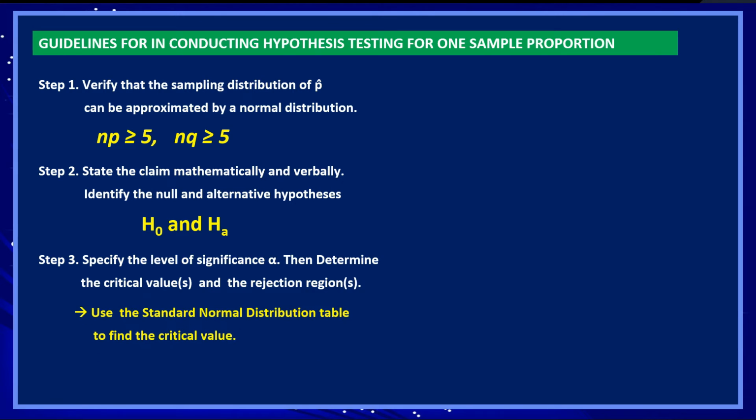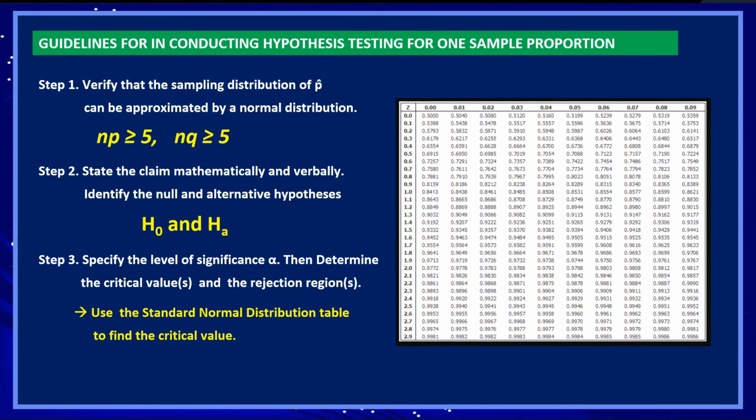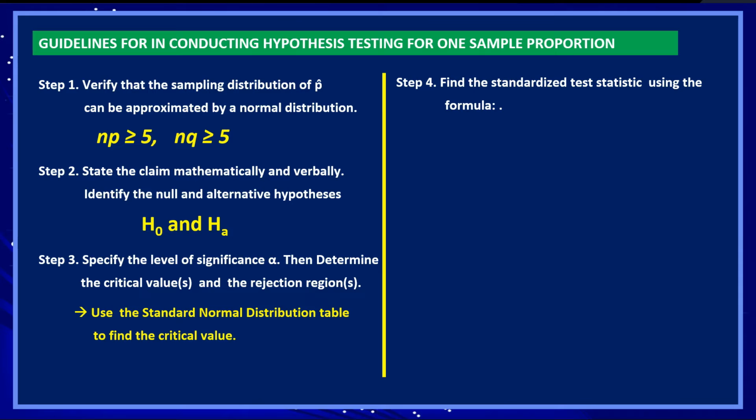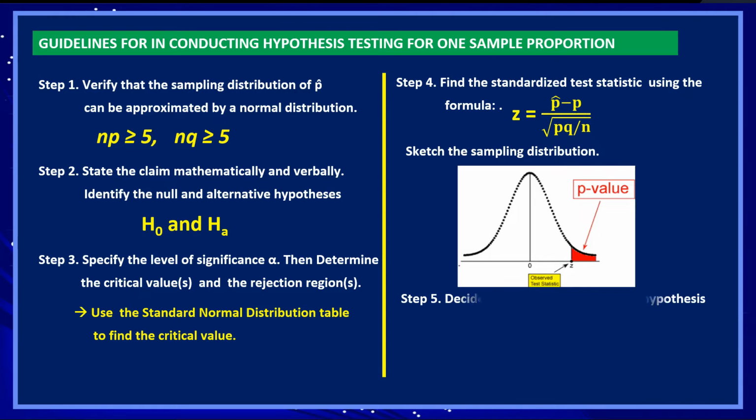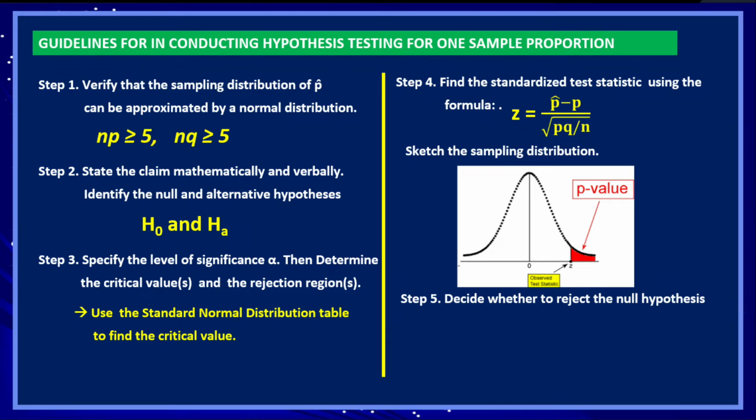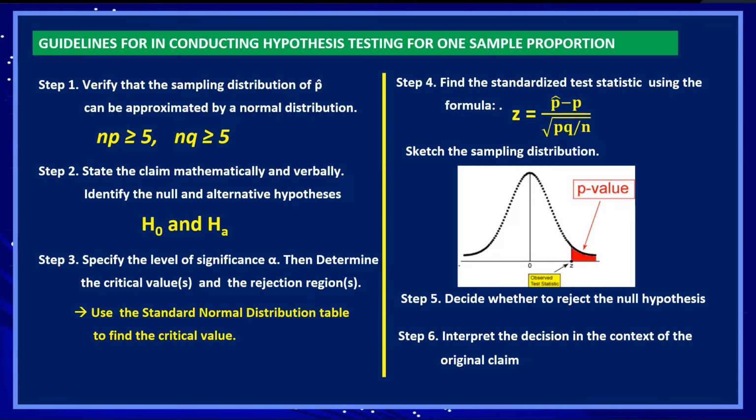In this step, we can use the standard normal distribution table to find the critical value. And step 4. Find the standardized test statistic using the formula z equals p hat minus p all over the square root of p times q all over n, and sketch the sampling distribution. And step 5, make a decision to reject or fail to reject the null hypothesis. If z is in the rejection region, then reject the null hypothesis. Otherwise, fail to reject the null hypothesis. And finally, step 6, interpret the decision in the context of the original claim.